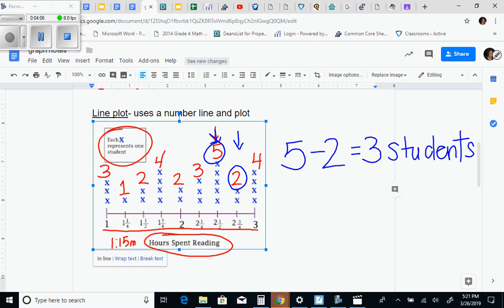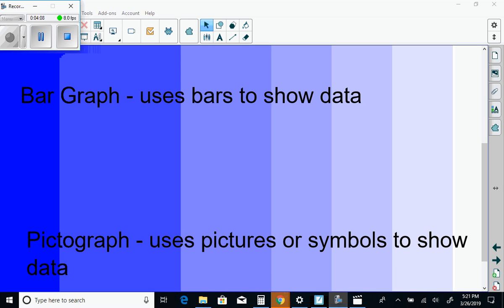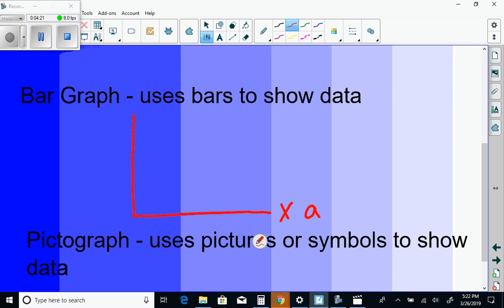Then we have what's known as a bar graph. Bar graph has a few things on it that a line plot doesn't. To be honest, we first have the y-axis, the x-axis, and that's spelled like this, x-axis, y-axis. And then it has a title. So whatever your bar graph is about, you can see that title there.